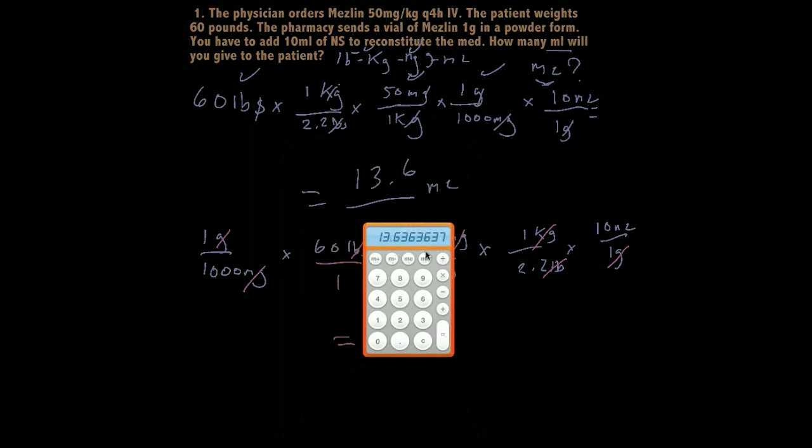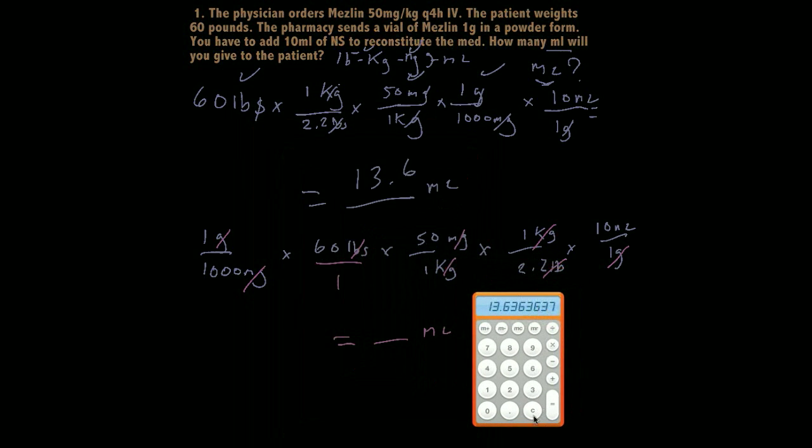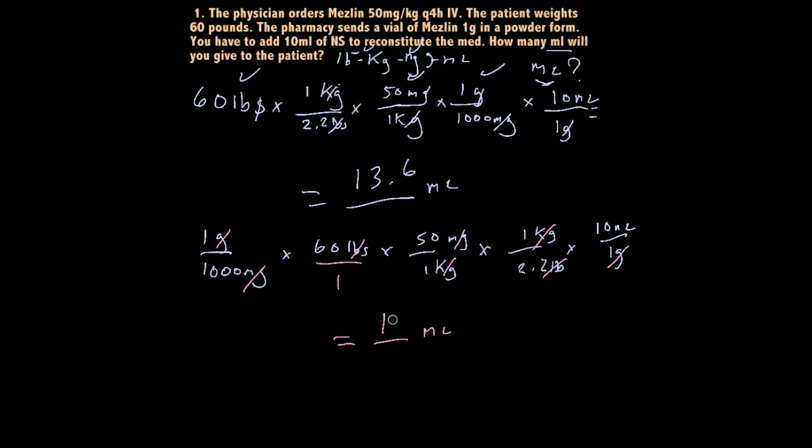milliliters. So let me plug this in just so you can see that it will still give you the right answer, despite what you may have been told. So I've got 1 divided by 1,000 times 60 times 50 divided by 2.2 times 10. That leaves us with 13.6, same answer we had before.